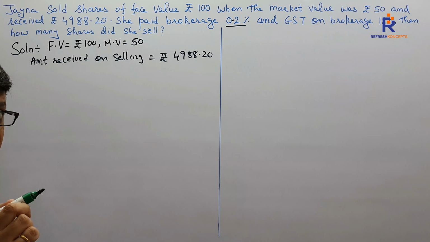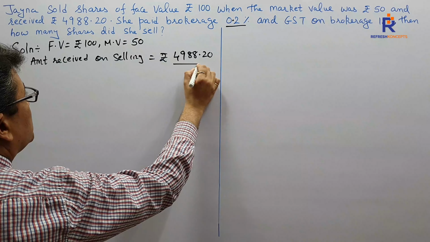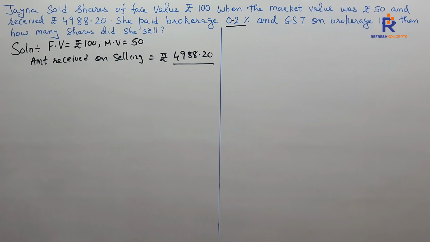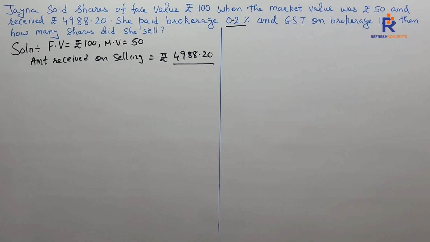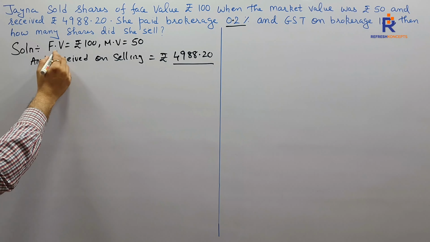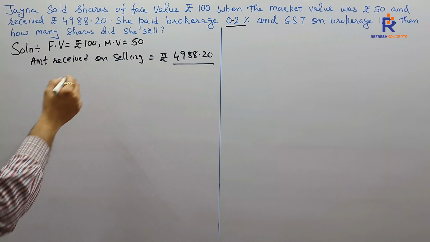If you have listened to me very carefully, what is this amount which she has in her hand? It is the amount after deduction of brokerage and GST on it. Are you getting me? We just need to find out how many shares she sold. So first we are going to calculate 0.2% brokerage. We know face value, we know market value, and the amount received we are aware of.